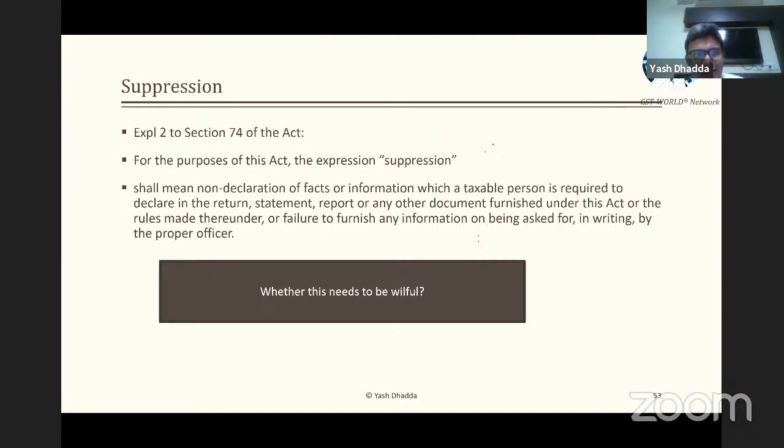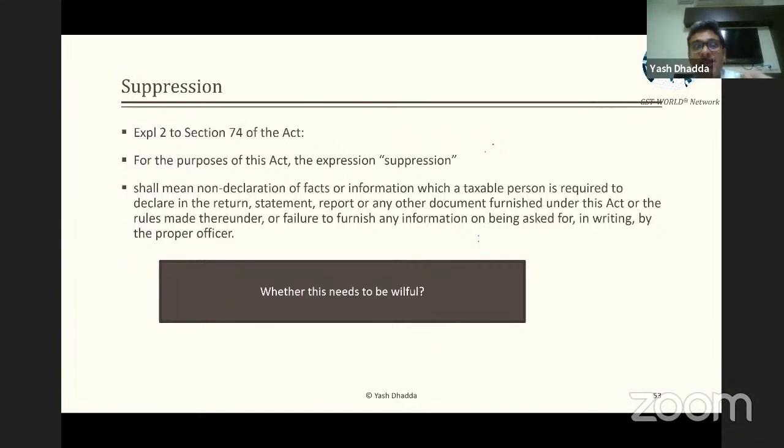It says suppression shall mean non-declaration of facts or information which a taxable person is required to declare in the return, statement, report, or any other document furnished under this Act or rules made thereunder, or failure to furnish any information on being asked for in writing by the proper officer. Means I have not given any information in my return, I have not given any information which the proper officer asked from me, that is suppression.